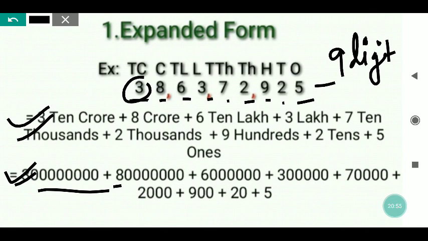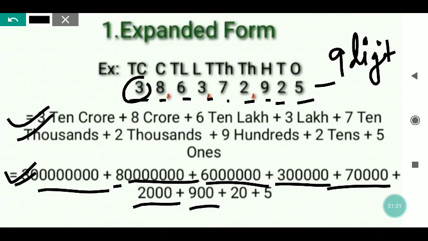After 8 how many are left? 7, so 7 zeros. After 6 how many are left? 6, so 6 zeros. After 3 how many are left? 5, so 5 zeros. After 7 how many are left? 4, so 4 zeros. After 2 how many are left? 3, so 3 zeros. Sorry, after 9 how many are left? 2, so 2 zeros. And after 2 how many are left? 1, so 1 zero. And after 5 nothing is left, so only 5.